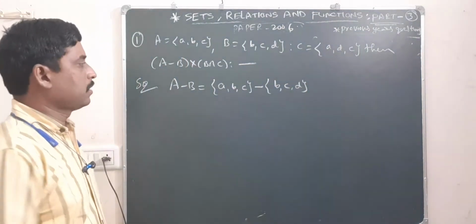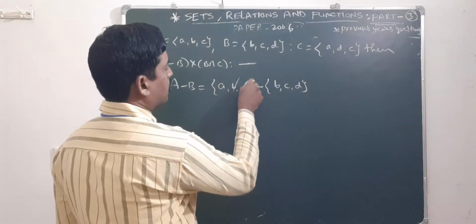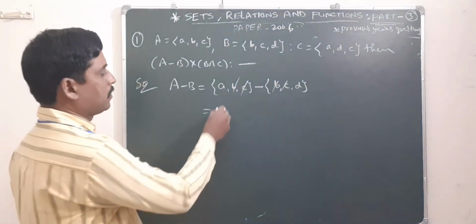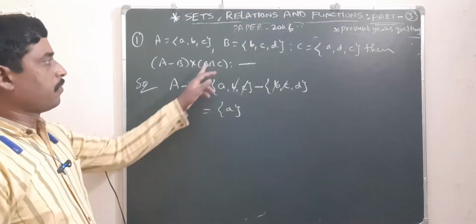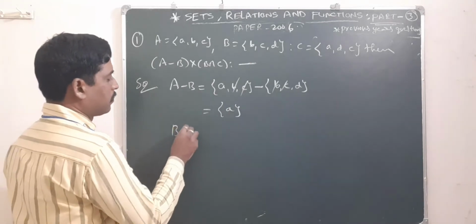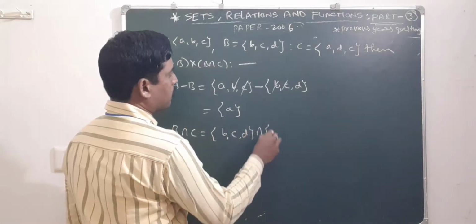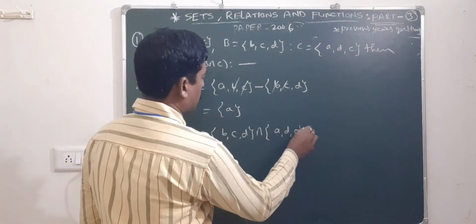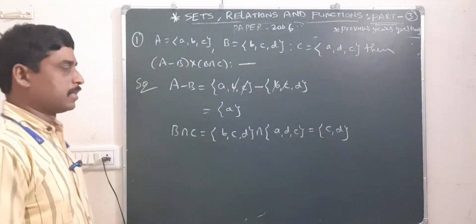So what is A minus B? First write the common points. B and C get cancelled. The first set having a, that is A minus B. Next we have to find B intersection C. So B intersection C is {b, c, d} intersection C, which is {a, d, c}. So in this, the common elements are c comma d. This is B intersection C.